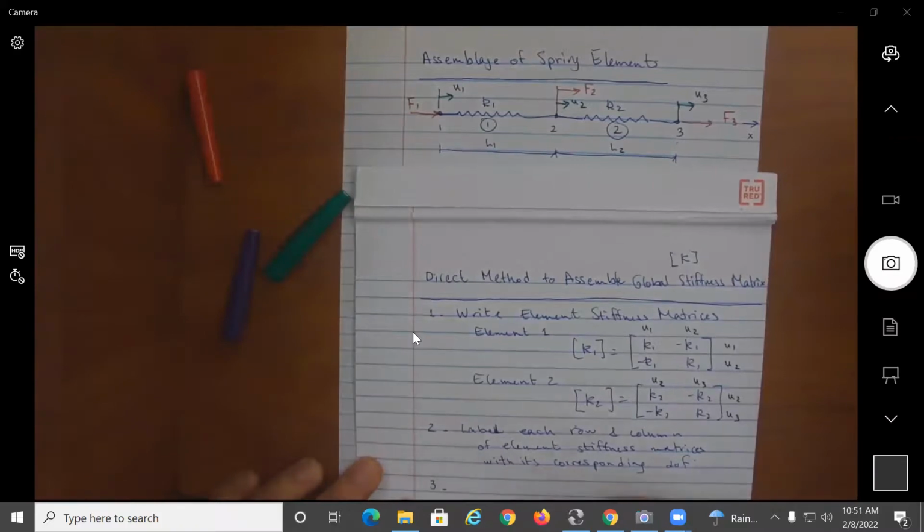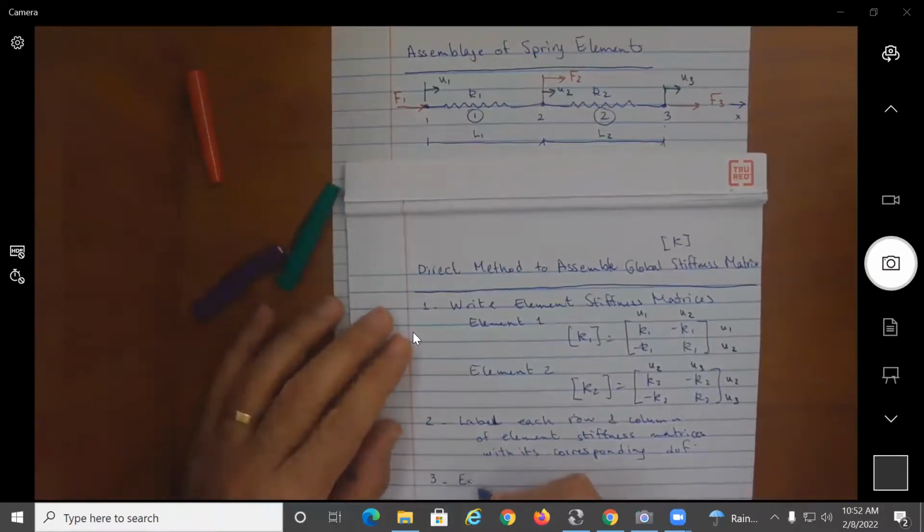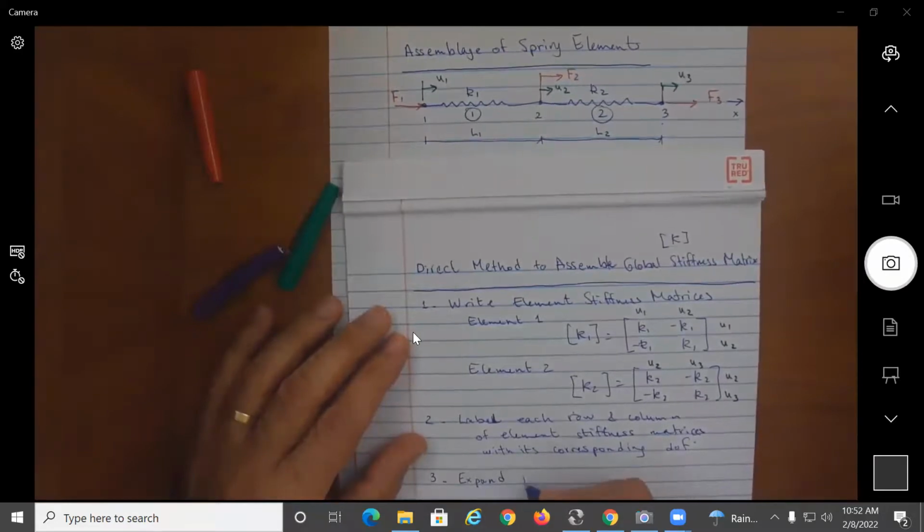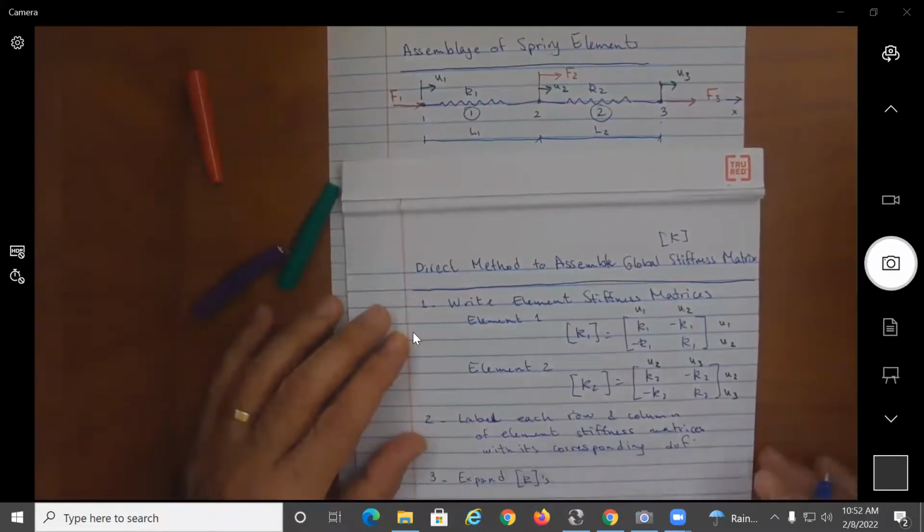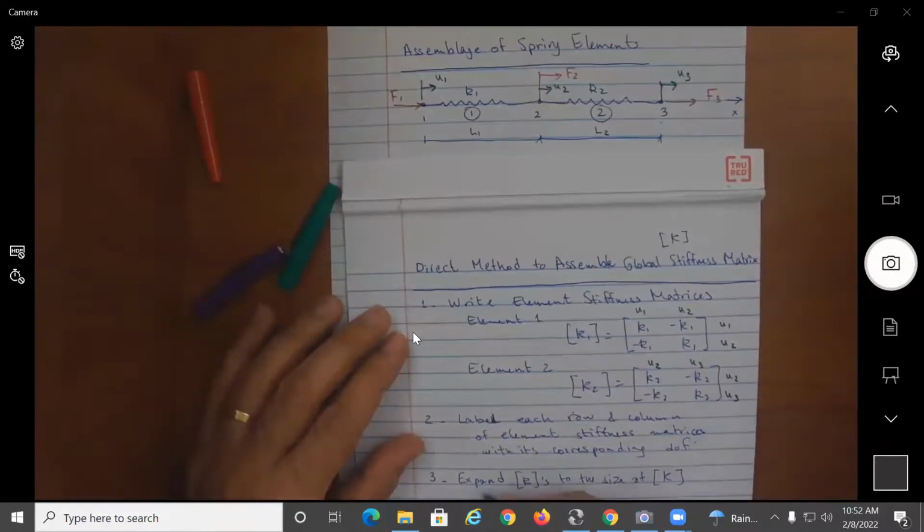Next, we are going to expand the case to the size of K by adding zeros.